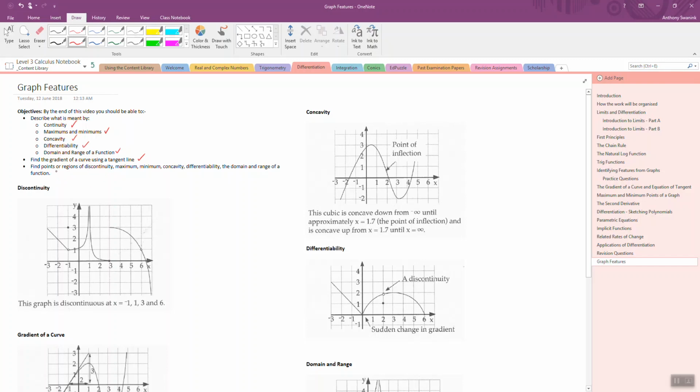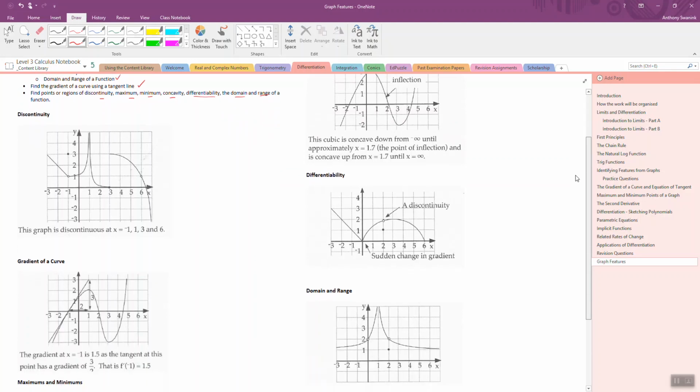We're asked sometimes to find points or regions where a function is not continuous, so the idea of discontinuity, where maximums and minimums occur, where concavity of different types occur, where a function is able to be derived, and also how to describe the domain and range of a function. So they're the key objectives.